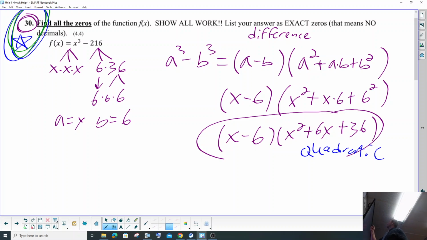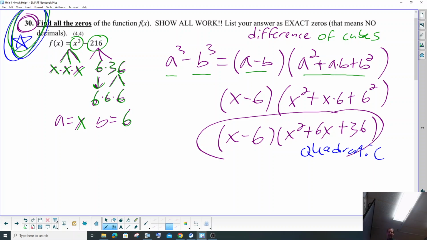And so we basically take 216 and x cubed and we factor it into x and x. 216 factors into 6 times 36, which then factors into 6 times 6. So then we get a is equal to x and b equals 6. And so this is called the difference of cubes formula that we plug into. So, yeah, write it on your note card.